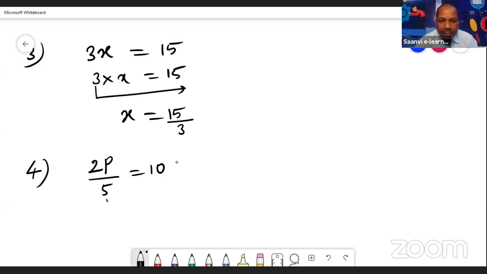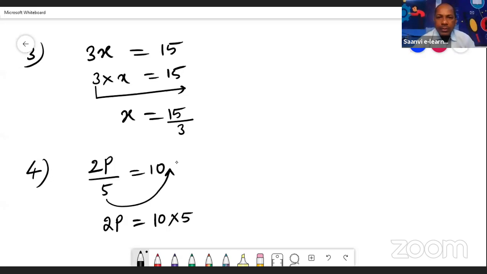So when this 5 is sent this side, what will happen? Let us see here. 2p is equal to, right side number 10 is there, as it is. Here 5 is the division quantity. We are sending this side, RHS. So division quantity becomes into quantity now. So here 5 is dividing. When we send this side, it will multiply. Division quantity becomes into quantity. So 10 into 5.